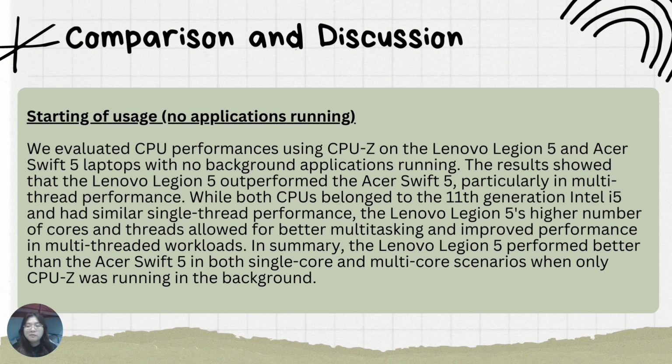The Lenovo Legion 5 has a higher number of cores and threads, which allows for better multitasking and improved performance in multi-thread workloads. In summary, the Lenovo Legion 5 performs better than the Acer Swift 5 in both single-core and multi-core scenarios when only CPU-Z was running in the background.